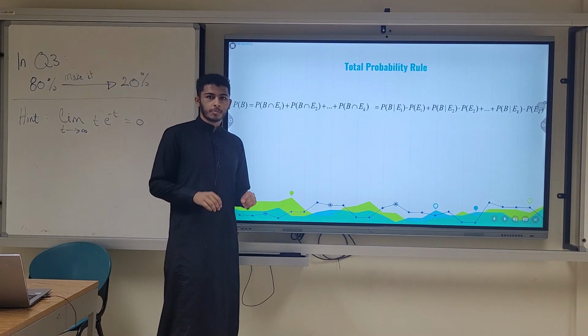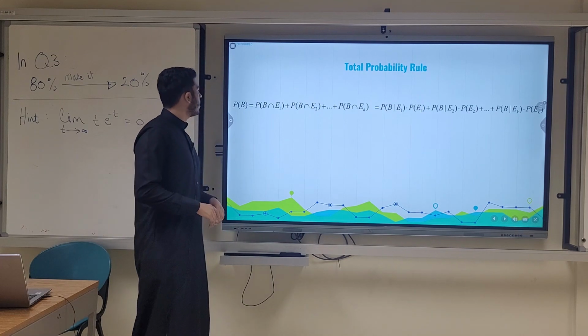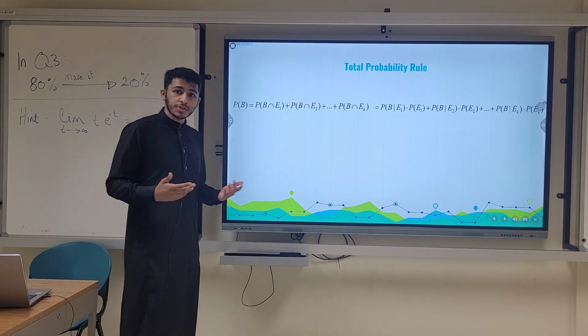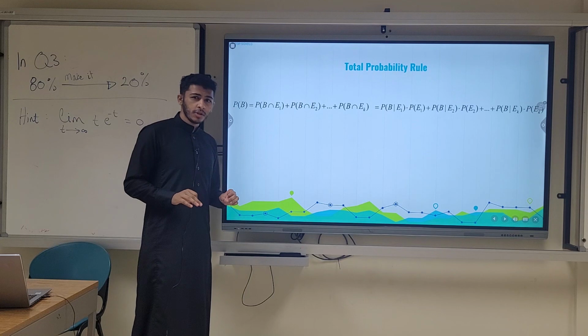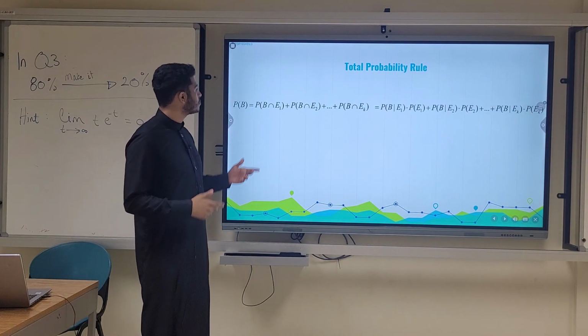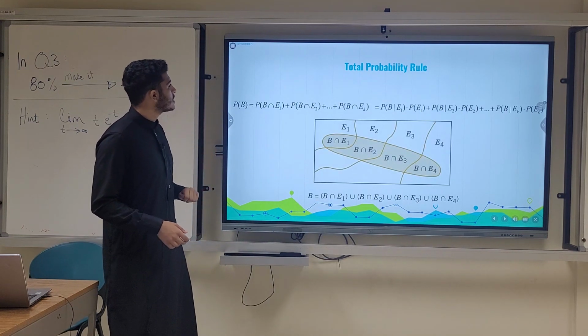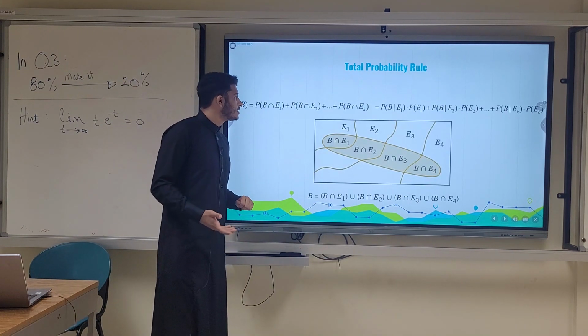So let's talk about the total probability rule. The total probability rule is very useful in finding probabilities for certain events that we don't necessarily know, but we know information about them, like the intersection with other events. So let's have this picture here to demonstrate the total probability rule in a better way.